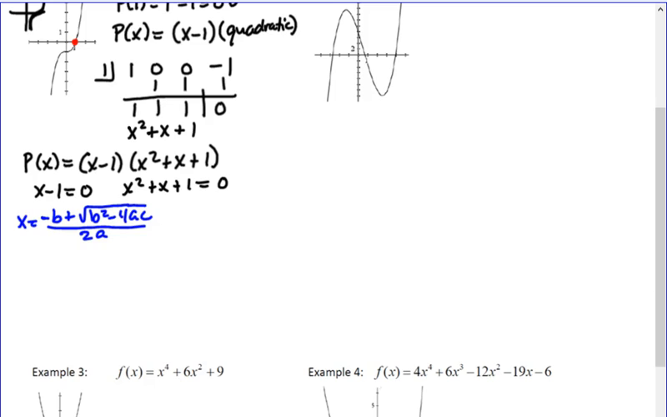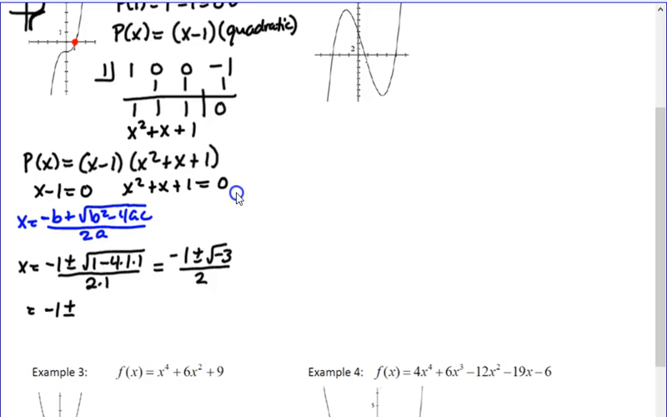My a, my b, and my c in this case are all 1. So I have x equals negative 1 plus or minus the square root of 1 squared minus 4 times 1 times 1 all over 2 times 1. That's negative 1 plus or minus the square root of negative 3. See, there's where our imaginary number comes in, all over 2. So that's negative 1 plus or minus the square root of 3 times i. Remember, i is outside the radical.